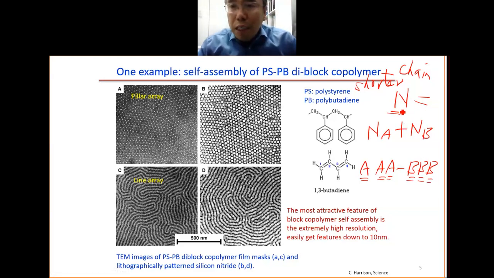So what is the limit of n? How to make the n as small as possible? This depends on the property of the two polymers. If the two polymers do not like each other, then they will try to phase separate. So what is the parameter that determines whether the two polymers like each other or do not like each other? That means whether they are very, very different, or they are not so different. This is the factor called K.